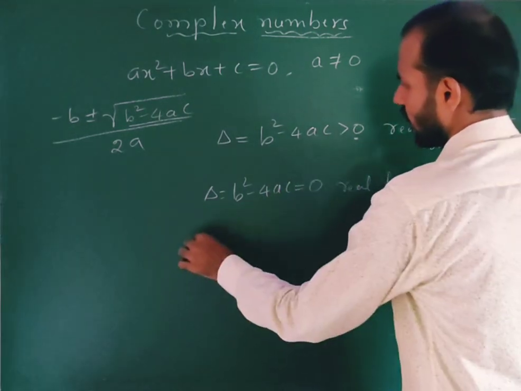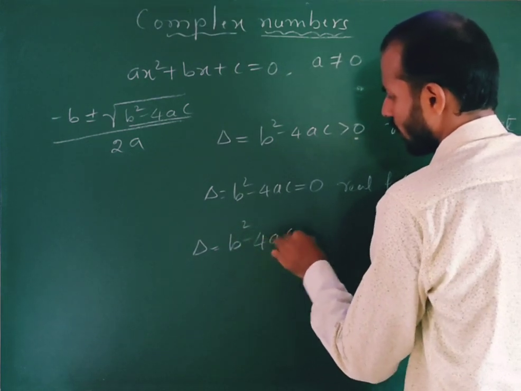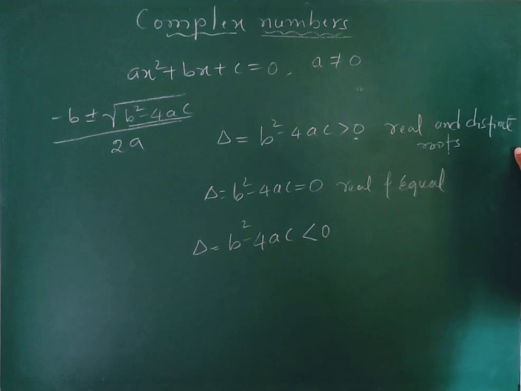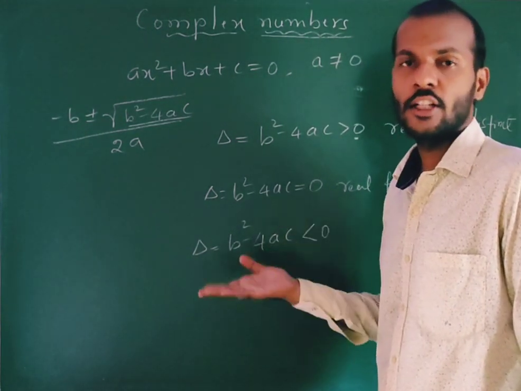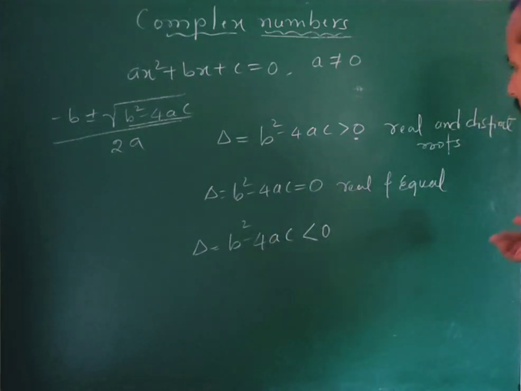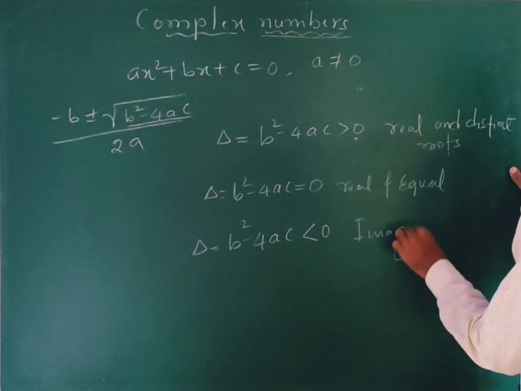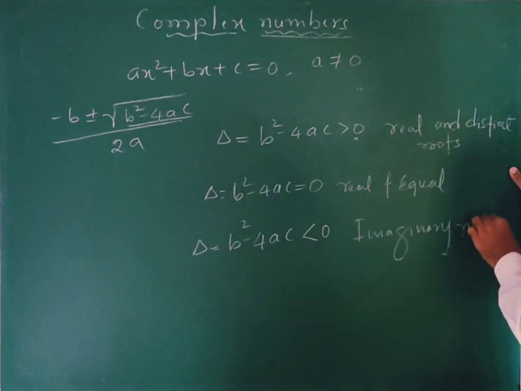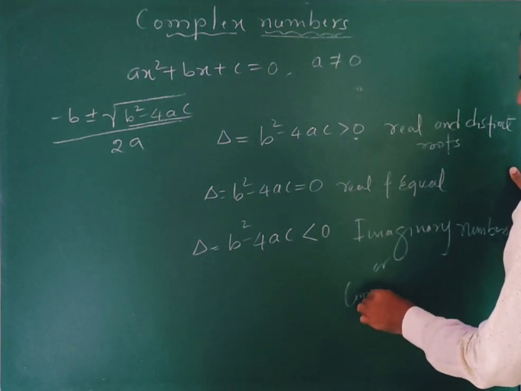Next, finally, the third one. It is important here, b square minus 4ac when it is less than 0. The discriminant value b square minus 4ac which is less than 0, then we come across imaginary numbers, or you can say complex numbers.